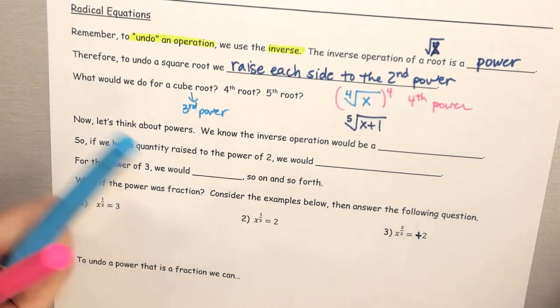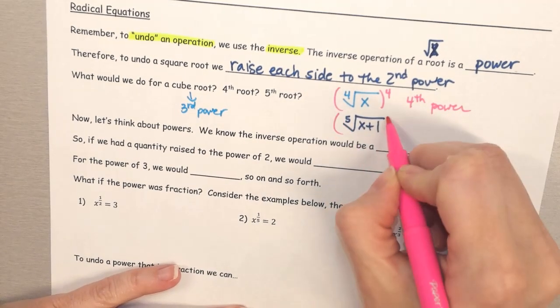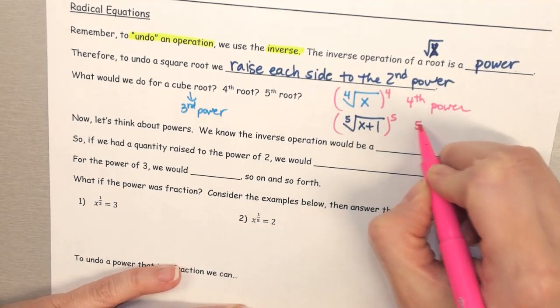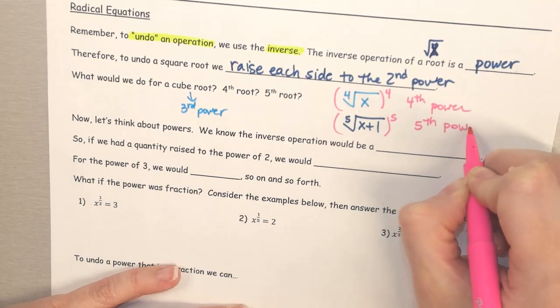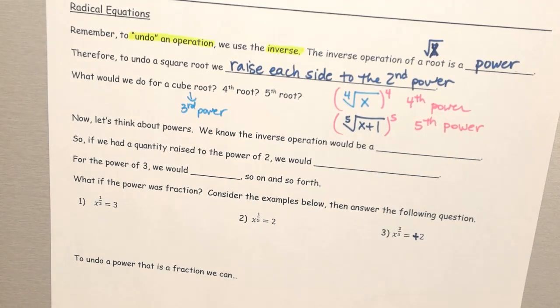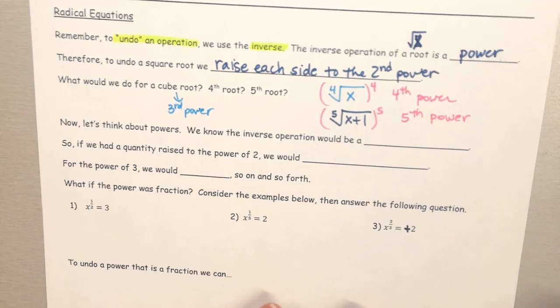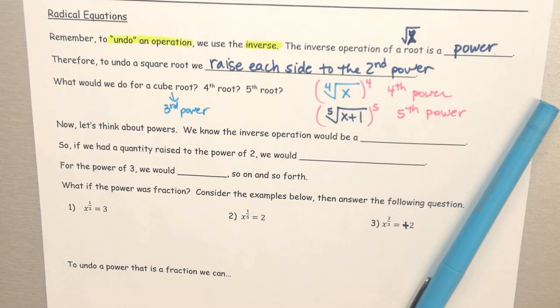Then we're going to raise each side. Maybe you have a binomial, that's fine too. You're still going to raise each side to the fifth power. And when you do that, you're always going to be left with the radicand there.